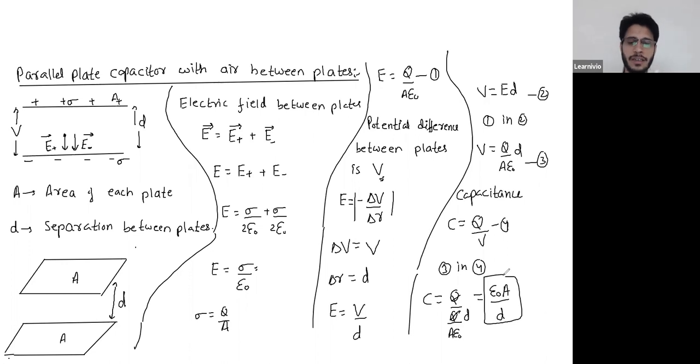See, this again depends only on geometry. A and D are geometry. Epsilon naught is the absolute permittivity. Is it clear? Any doubt in this calculation?